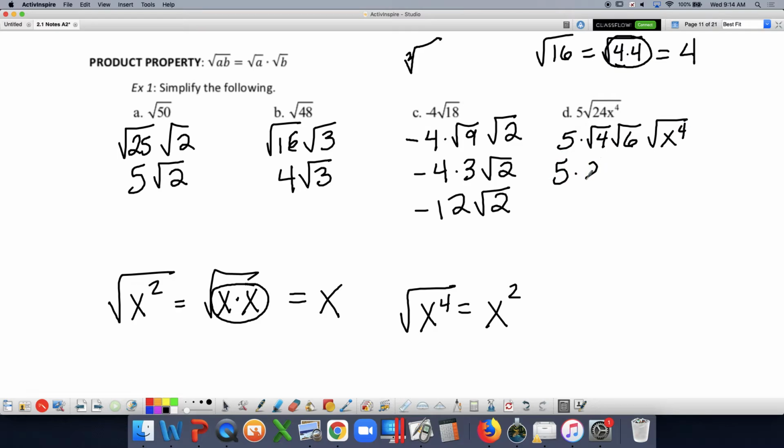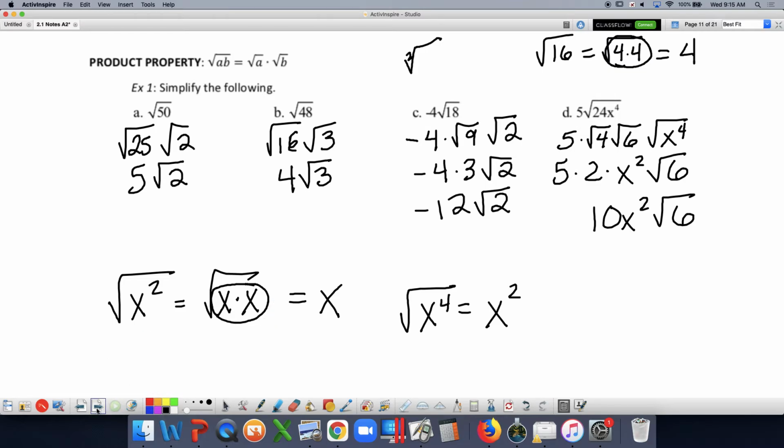I get 5 times 2 times x squared, and that square root of 6 is still just stuck under there. I get 10x squared square root of 6. So as long as I have 2 of them, Will, 1 can come out. If I end up having more, and like I said, we will do a lot more examples with this as we go through this unit. What happens if I have an x to the 5th or an x to the 7th?